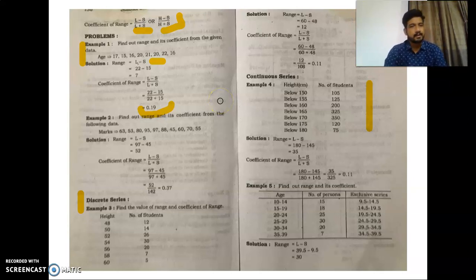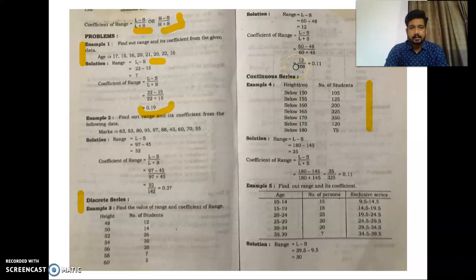I hope you understand this problem very well. Here also the same problem is being explained, where you have to find out the range and coefficient of range. Now we will move to the problem of discrete series. Here again we have to find out the range and coefficient of range, but we have height and number of students, that is, frequencies, given with the data set, because this problem is of discrete series.